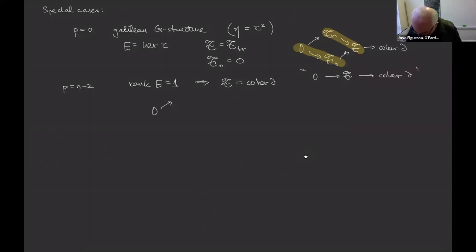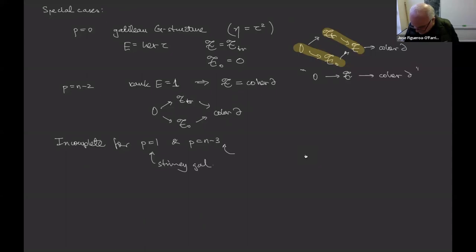So basically what you have is this situation, or you have the trace, I keep calling it R, but I meant trace, zero, and then here just, and that's exactly the same thing we had before with the Carrollian case. And let me just finalize by saying that this is incomplete for p equal to 1 and p equal to n minus 3. And these are the stringy ones. This is so-called stringy Galilean, and this is stringy Carrollian. And this is something I hope to finish doing in the new year once everybody's a bit freer.